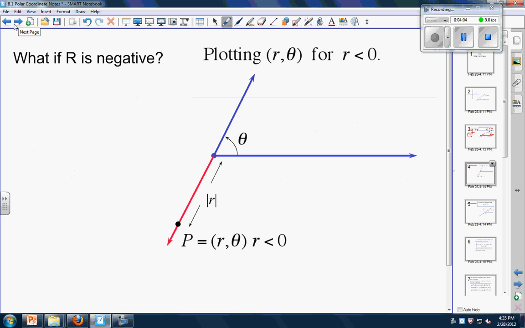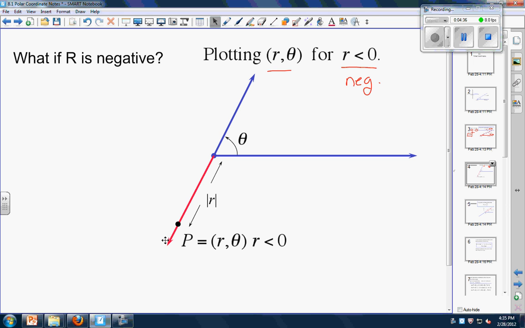Now, what if I give you a negative radius? This is where it gets a little bit tricky. So we're going to plot r, theta, but the r is going to be negative in this case. Okay, so I'm still going to tilt up theta like I have before, wherever my theta ends. Now a positive radius would be on this blue line, but if I'm plotting a negative radius, it kicks exactly 180 degrees opposite of it.